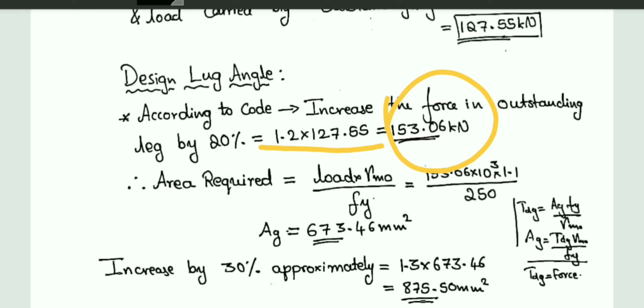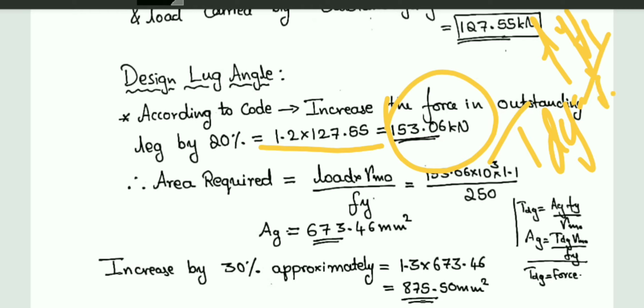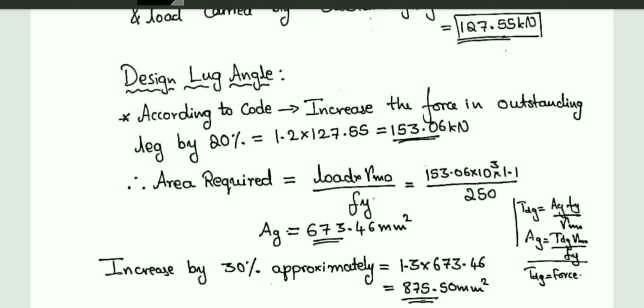The area required is obtained from the gross area method: Tdg equals Ag into Fy divided by gamma m0. By rearranging, area equals load into gamma m0 by Fy, with Tdg taken as the load. Load is 153 into 10 raised to 3, into 1.1, divided by 250. You'll get the area required as 673.46 mm square.